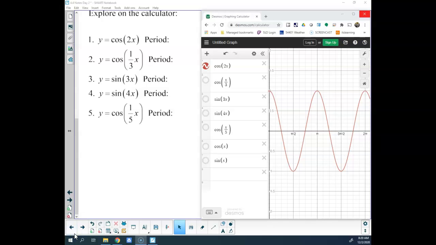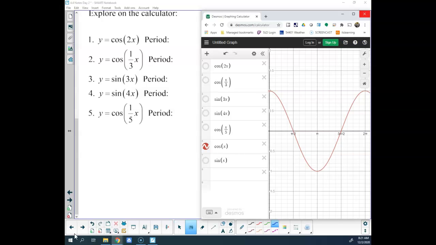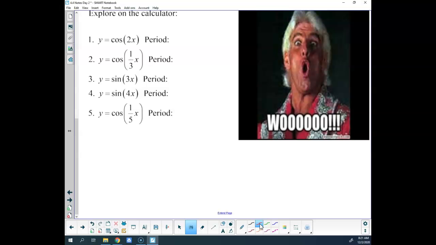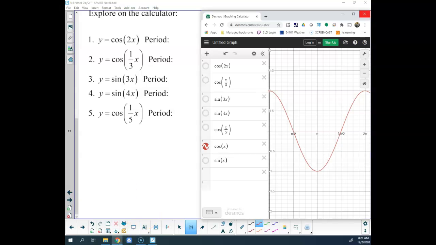Okay, all right, so I've got in red cosine of 2x, which is what we had. And there's regular cosine, right? It has a period of 2 pi, right? So let's put that one over here. Okay, so cosine has a period of 2 pi.